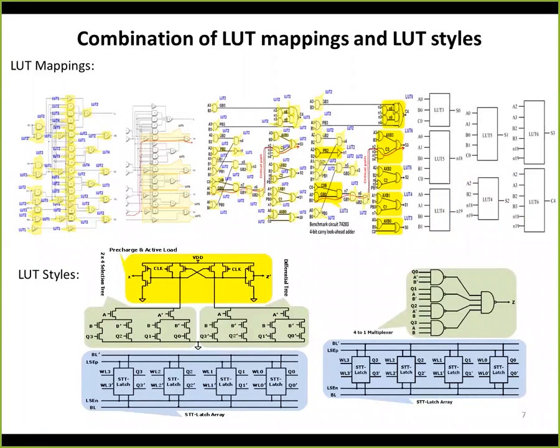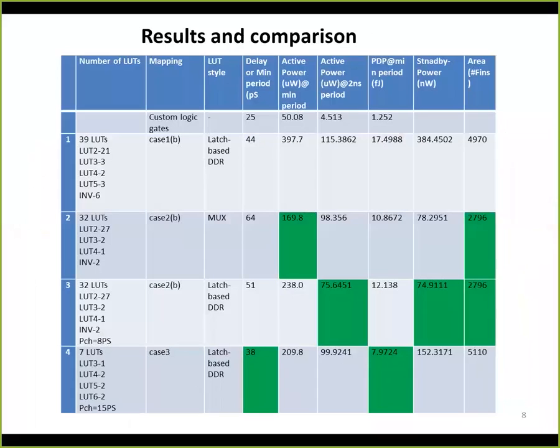So to summarize, I have 6 different circuits and 2 different LUT styles, and I combined each of them separately to see which one gives the best performance. And this is the result I got. I got the best delay from case 3, which was the VTR method with the latch-based DDR LUTs. I got a 38 picosecond minimum delay, and a PDP at the minimum delay of 7.9 femtojoules right here.